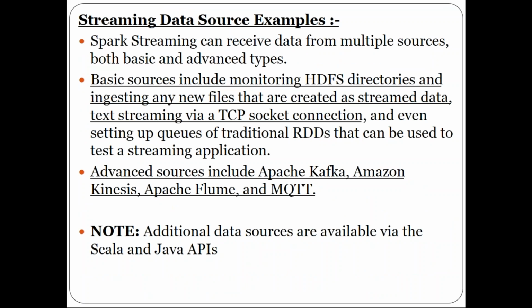Okay. Now, streaming data source examples. Spark streaming can receive data from multiple sources, both basic and advanced. Basic will be HDFS, ingesting new files that create a streaming data, and TCP socket, a Netcat example like that. And advanced sources will include Kafka, Amazon Kinesis, which is a project I have just explained to you, Apache Flume and MQTT. Note, additional data sources are available via Scala and Java APIs only. I'm repeating this because that's a very important thing you have to understand.